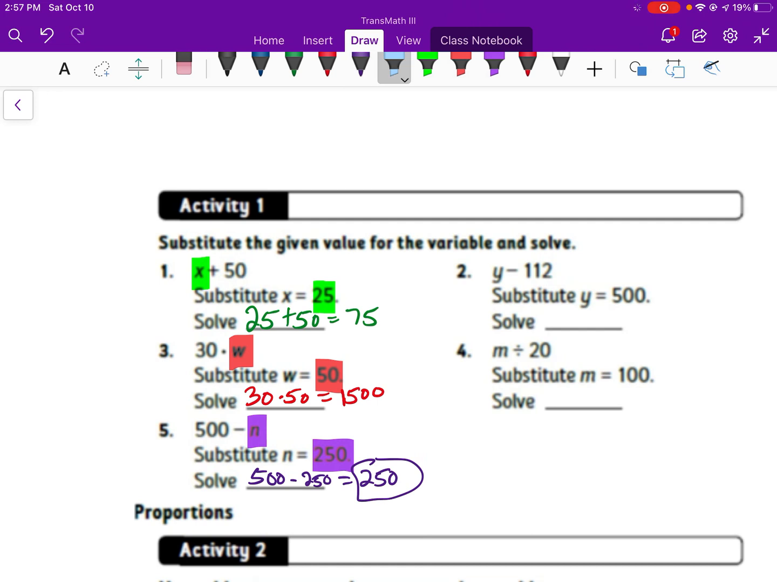Working back then, number 2, putting 500 in for y, substituting that in, which is saying 500 minus 112, which is 388. And then finally, substituting 100 in for m. That's saying 100 divided by 20, which is equal to 5.